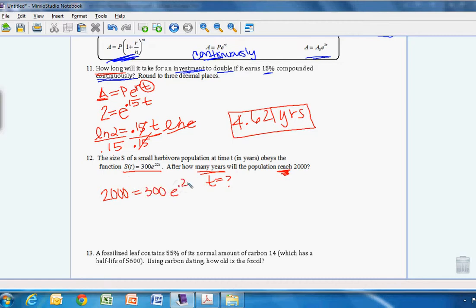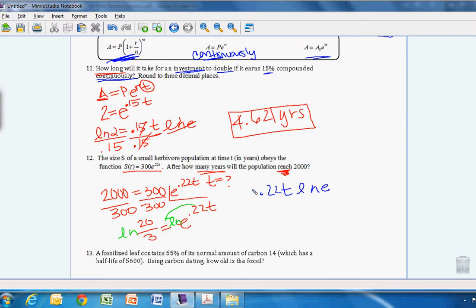I know that I need to solve for T, so I need this whole thing to become alone first. So I have to divide by 300. Then I'm going to be left with 20 over 3 equals E to the 0.22 times T. I need to add my natural logs on both sides, and once I do that, I can bring the exponent in front. So I have 0.22 times T times the natural log of E equals the natural log of 20 divided by 3.